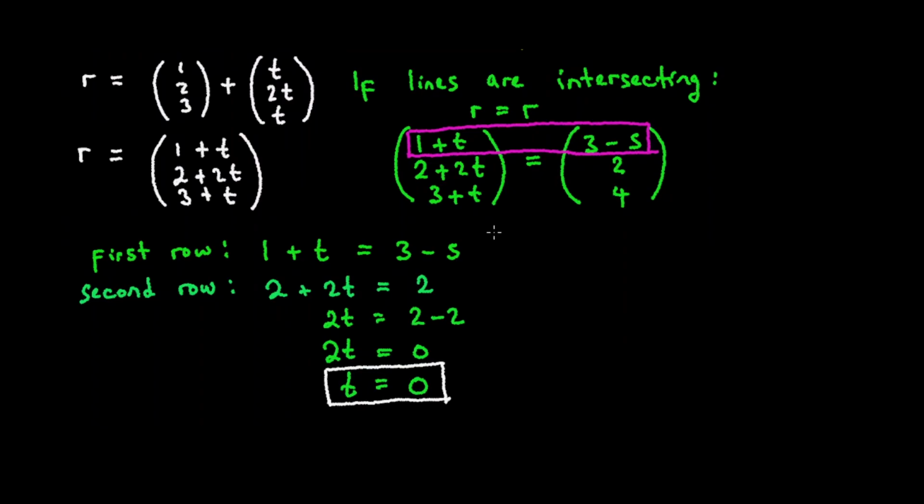Let us do the third row. The third row is 3 plus t is equal to 4. We saw that t is 0. 3 plus 0 is equal to 4. So since we have seen that the value of t cannot be both 0 and 1, it means the lines are skew.